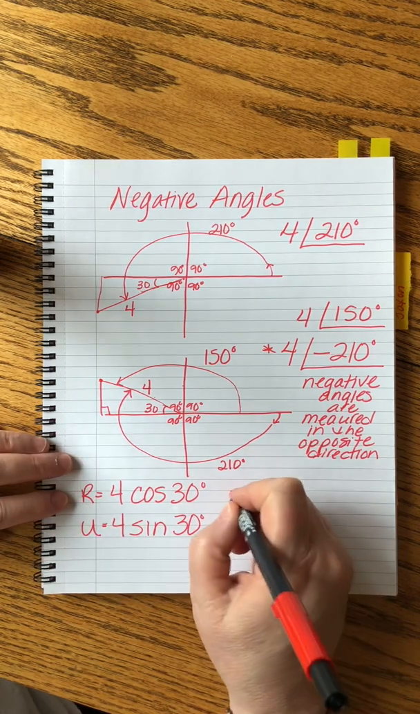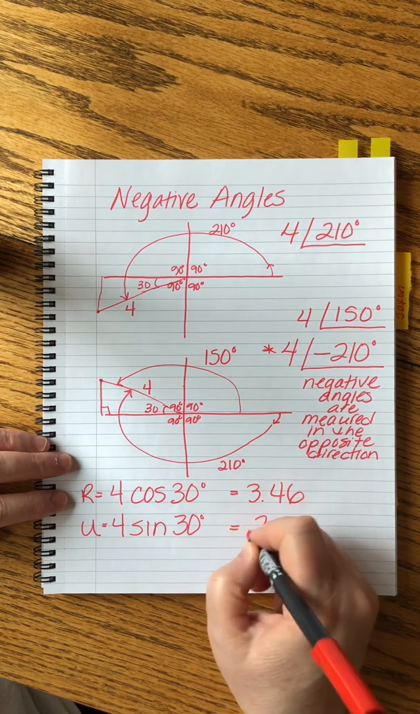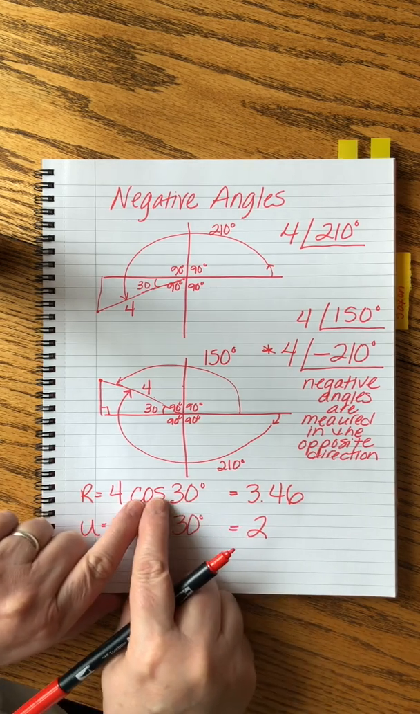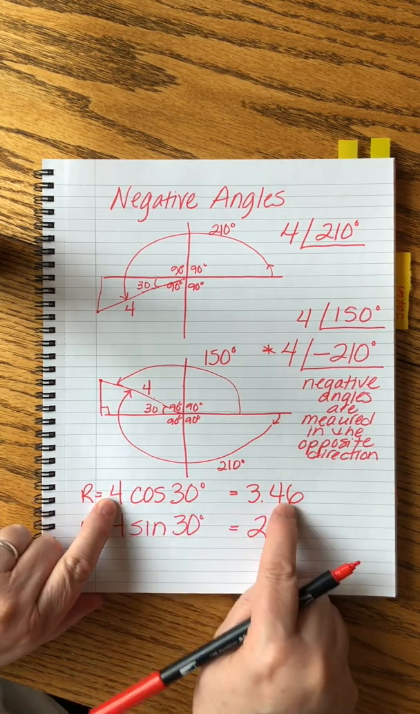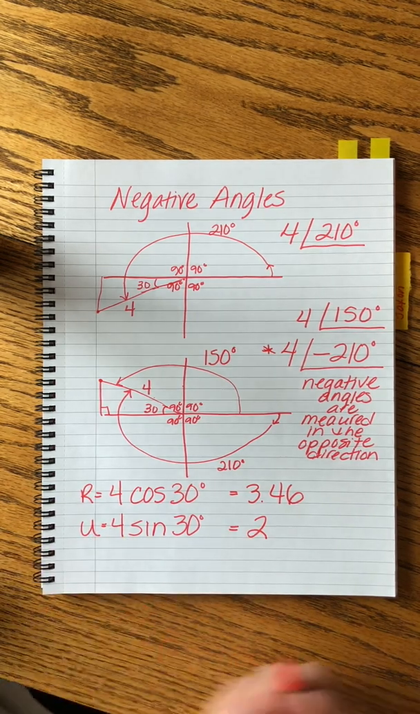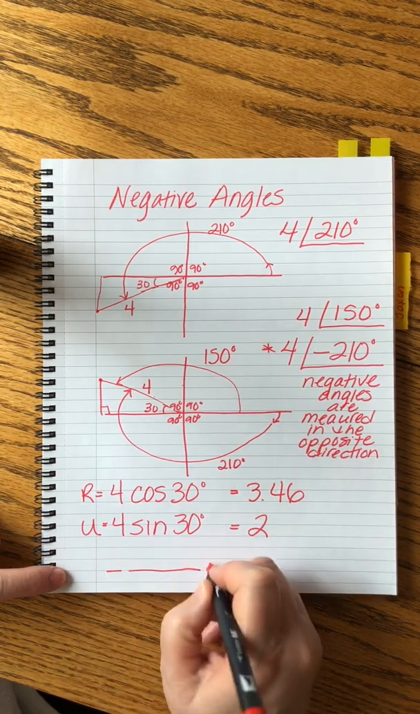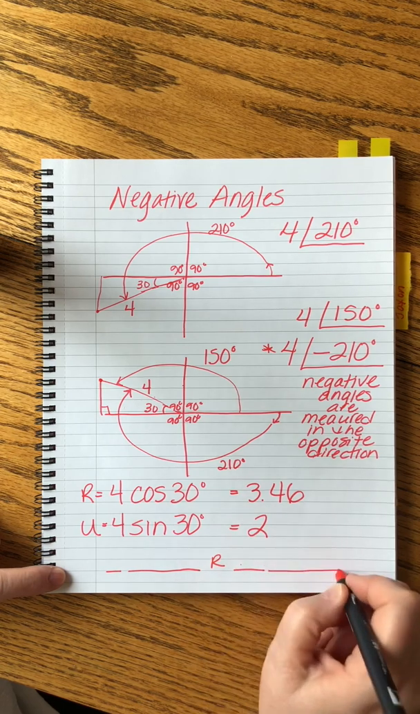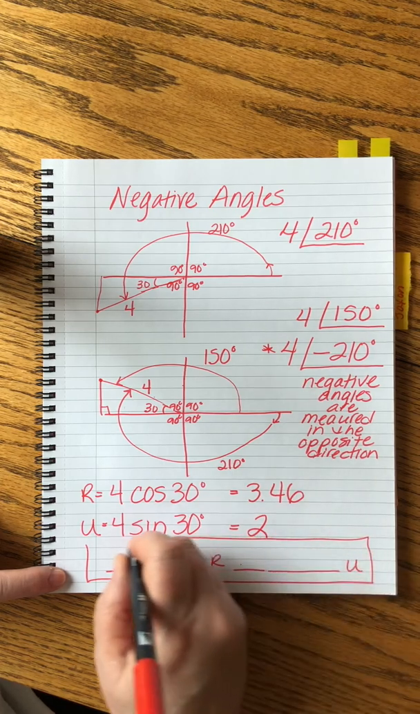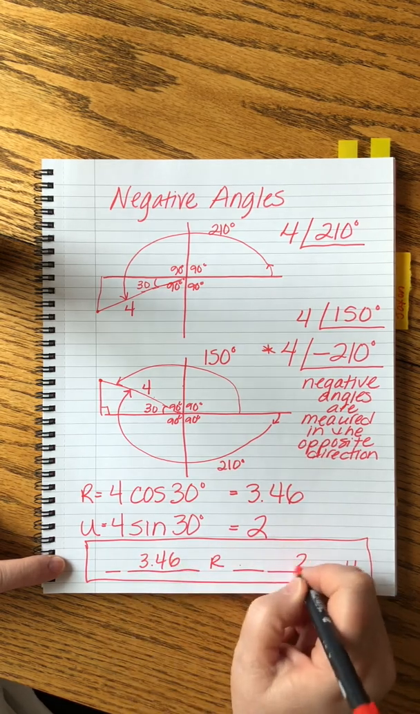We go to our calculators. We get 3.46 for that value, and we get 2 for that value. Again, the way we enter these in the calculator is 30 degrees cosine times 4 equals, 30 degrees sine times 4 equals. All right, and so now we can write this. We know there's a sign and a value for the right, and a sign and a value for the up. This is the way our answer is going to look. We know the numbers are 3.46 and 2 exactly.